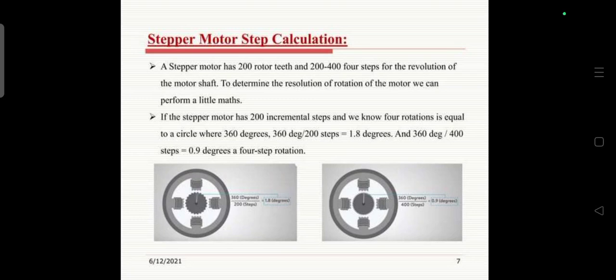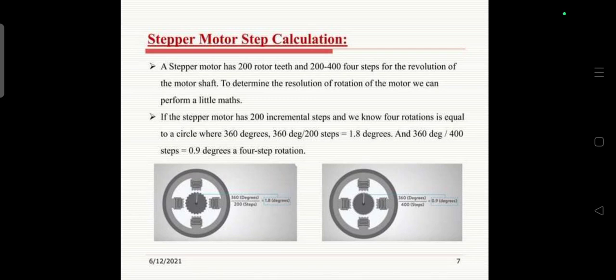Then next, the important topic is stepper motor step calculation. The stepper motor has 200 rotor teeth and 200 to 400 steps for the revolution of the motor shaft. To determine the resolution of the rotation of the motor, we can do a little math. If the stepper motor has 200 incremental steps, and we know one rotation is equal to a circle, which is 360 degrees, then 360 degrees divided by 200 steps is equal to 1.8 degrees. So each step angle is 1.8 degrees.